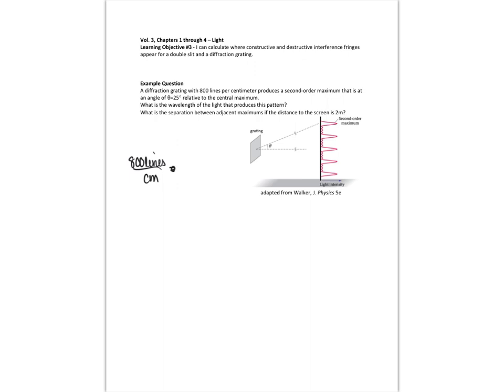Now, we don't want to do centimeters. We know there's 100 centimeters in a meter. So we'd have 80,000. Oops, did too many zeros. Lines per meter. The reason that we want to know this is that d is 1 over this.